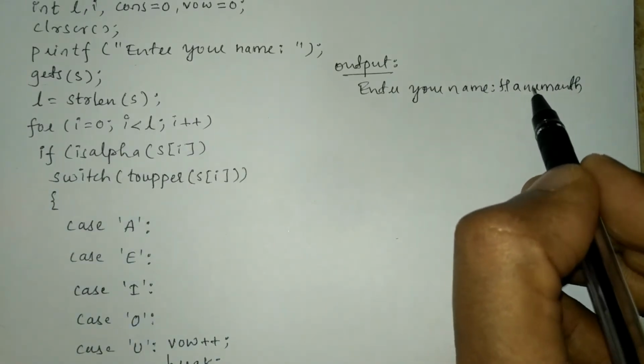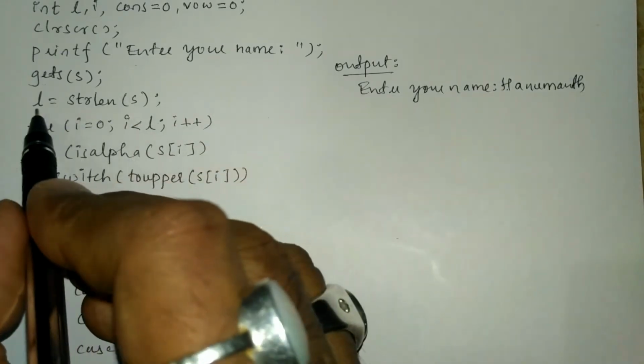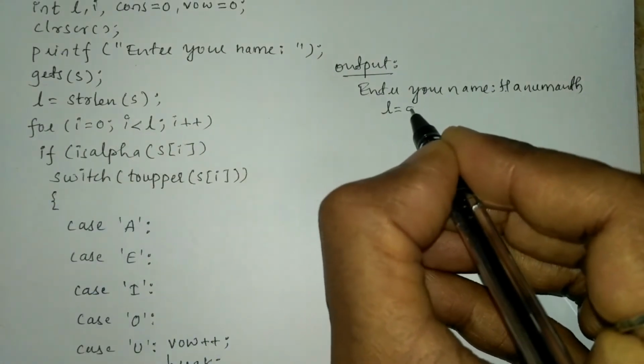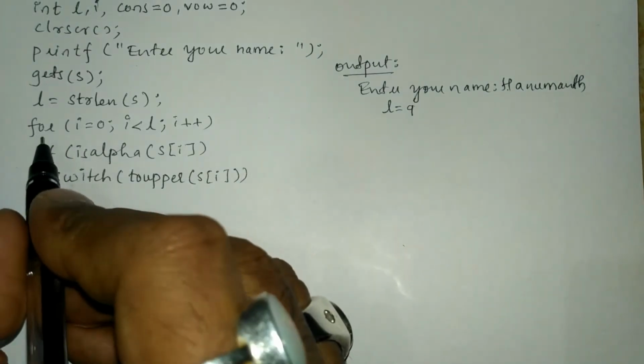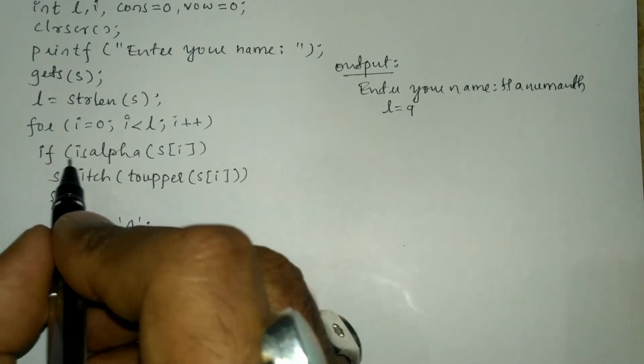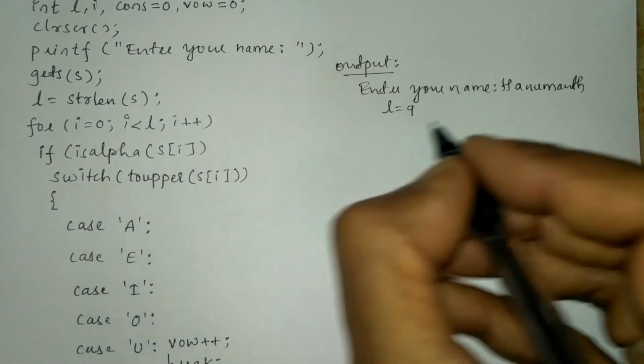So how many letters we have? 1, 2, 3, 4, 5, 6, 7, 8, 9. So 9 letters are present. So L value will become 9. Next, we are going to iterate through this for loop. Here we are going to check if isalpha of s[i]. So s[i] means what?